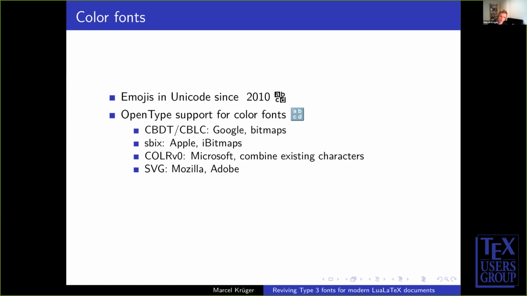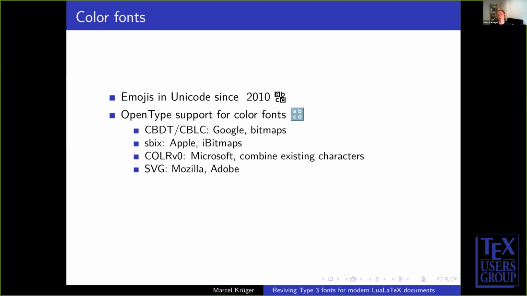Especially CBDT tables is basically the Google format used for Android and also for Noto Color traditionally. And basically it's just a bunch of PNG images embedded into an OpenType font. Then we have SBIX, which is basically the same, but from Apple. We have COLR, which I call COLR v0 here for reasons I will explain later, which is a Microsoft format which uses a different approach.